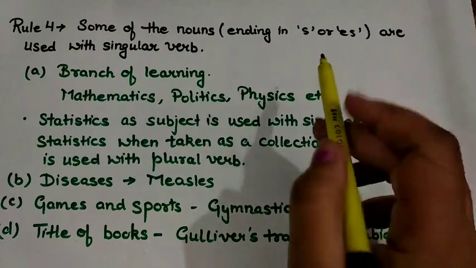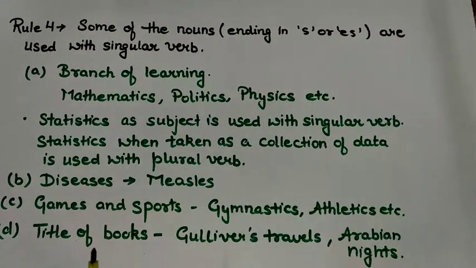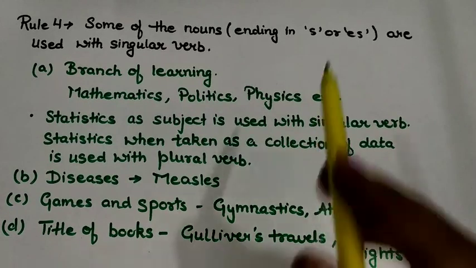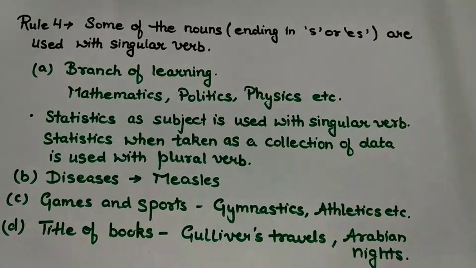ending in s or es are used with the singular verb. Now, because we consider words ending with s or es as plural, we should use a plural verb with them. But some of the nouns are used with a singular verb. Let us try to see a few words like this.